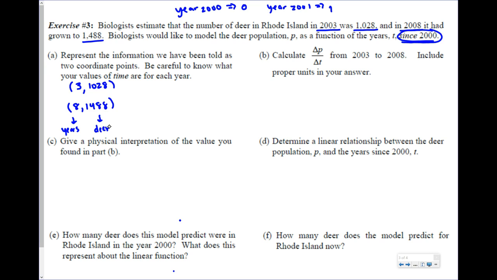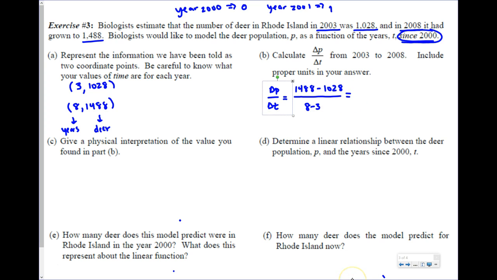Letter B, calculate the change in P over the change in T from 2003 to 2008. So this is just saying, hey, find the rate of change. We know how to do this. We just subtract our values. So let's subtract the numbers on top. So that would be 1,488 minus 1,028 over 8 minus 3. We've done this a lot in this unit.